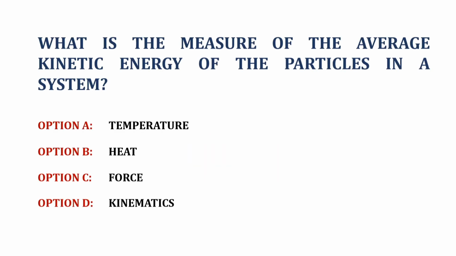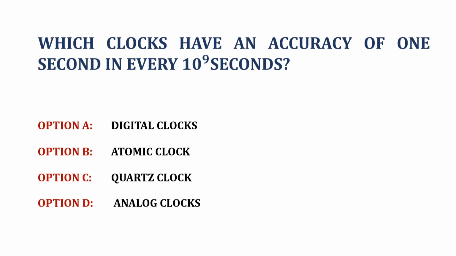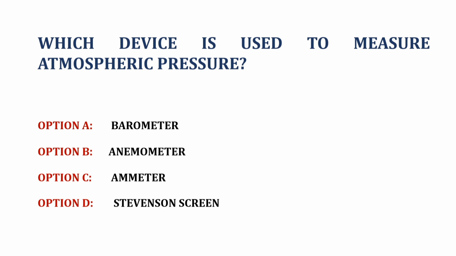What is the measure of average kinetic energy of particles in a system? Option A. Temperature. Which clock have an accuracy of 1 second in every 10 power 9 seconds? Option C. Quartz clock. Which device is used to measure atmospheric pressure?